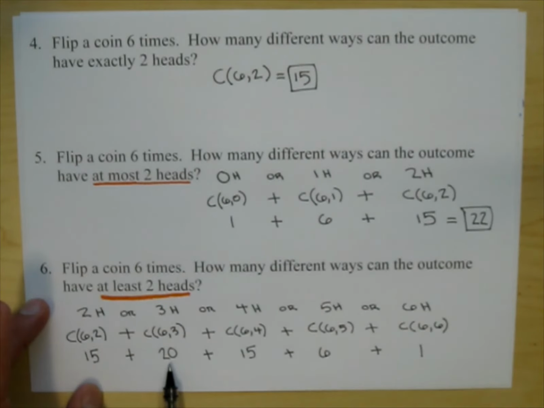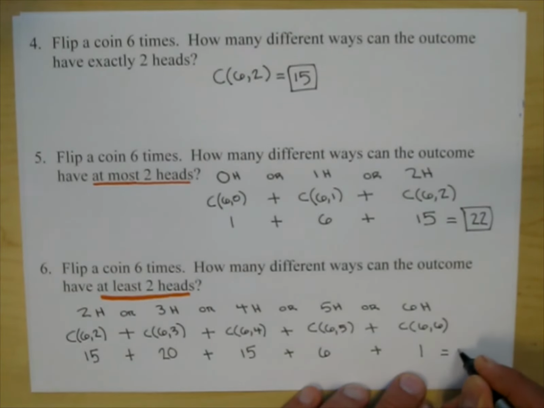So what do we have here? We have 20, and then those 15s make 30. So let's see, 20 plus 30 is 50. And we have 7 there, so this is 57.